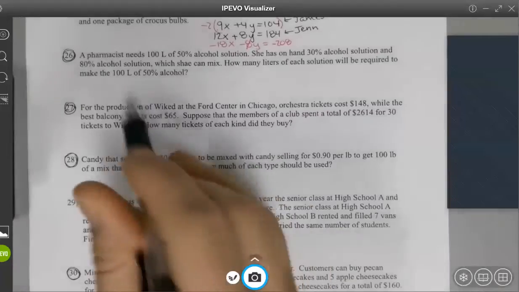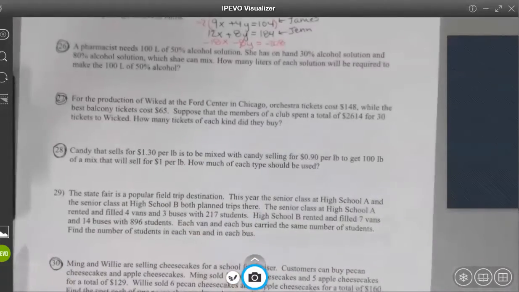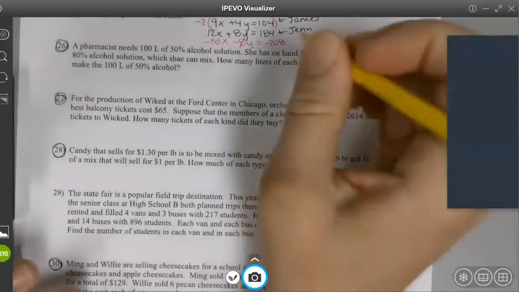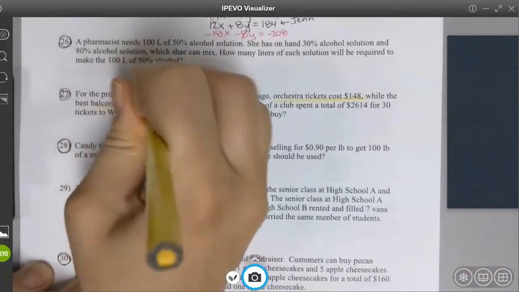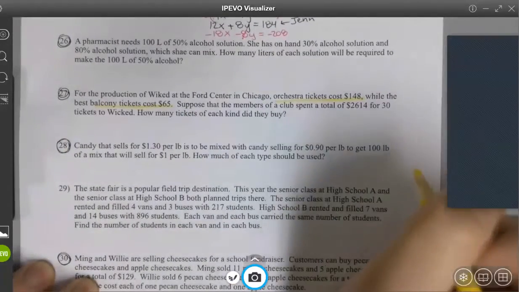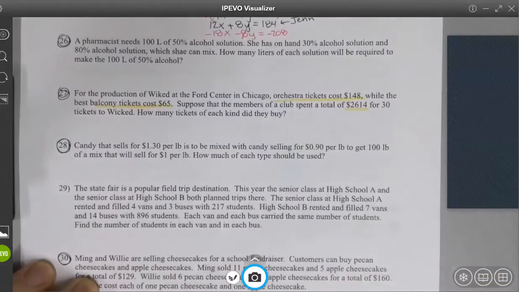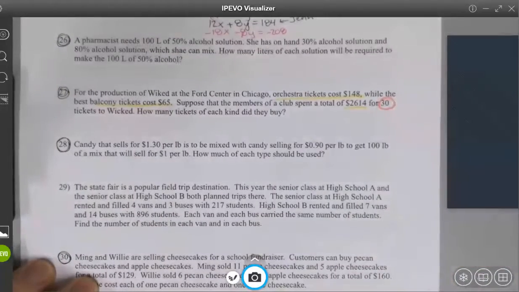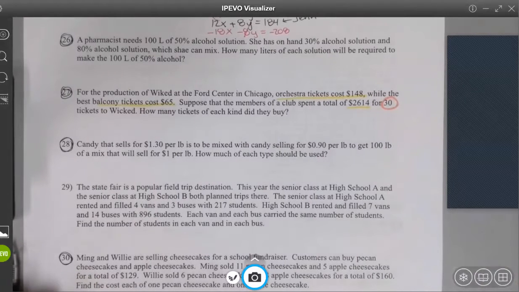27 is the other, so I'm skipping 26 right now, is the other really typical situation we see. On 27, we have this production of Wicked, and it tells us that orchestra tickets are 148, balcony tickets are 65, and this club spent 2,614 on tickets, and they bought 30 tickets overall. So with this type of systems word problem, we have these 3 pieces that go together.